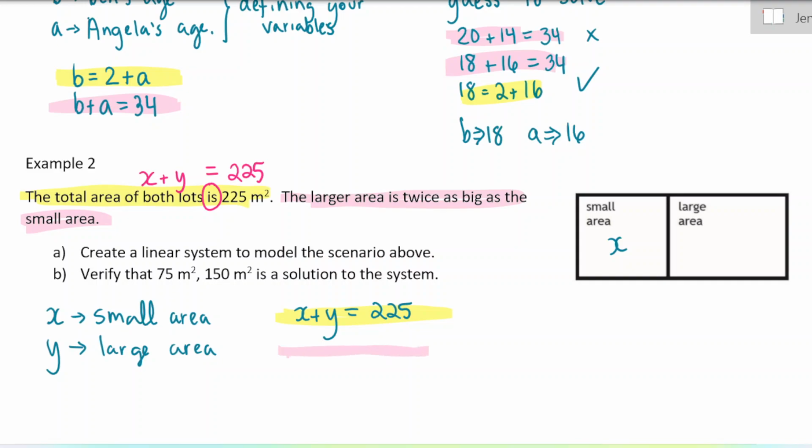Okay, now for the pink equation, the larger area is, there's my is again, that's where my equals sign goes. The larger area is, so Y equals twice, so 2 times as big as the smaller area. So 2 times X. Twice as big as means double, or 2 times. So the equation would be Y equals 2X. So there's my 2 equations.